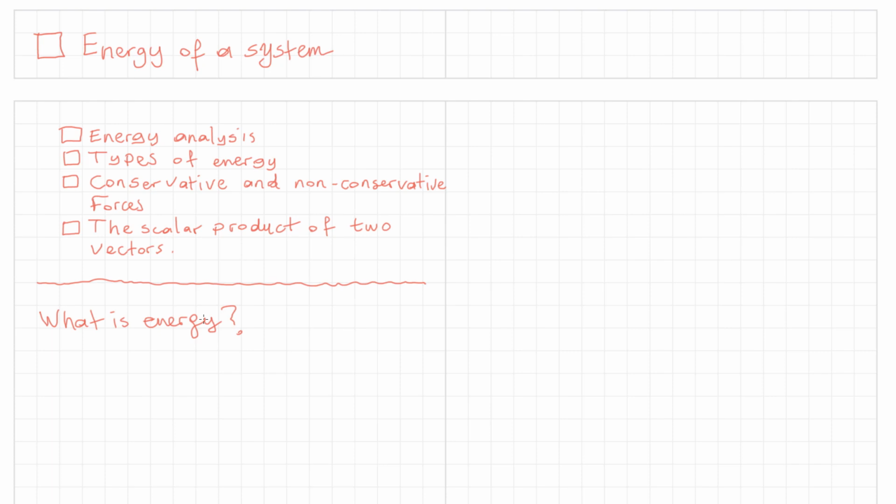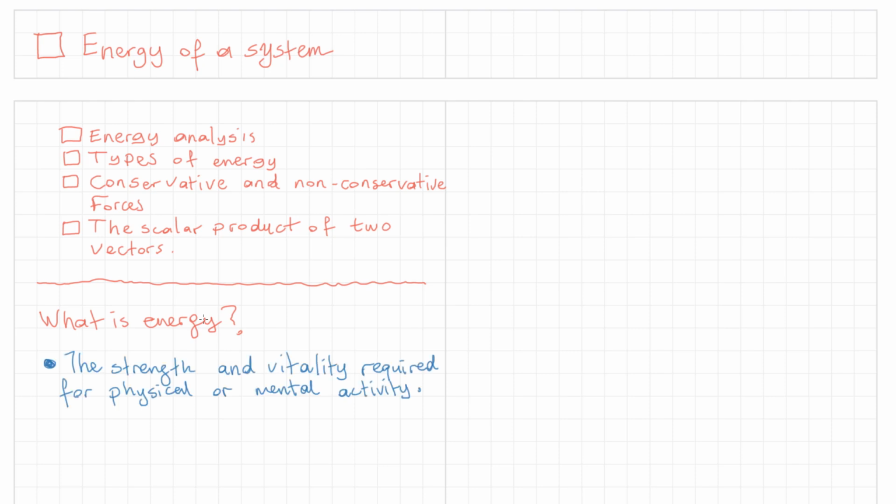Here I'm going to give you two different definitions of energy. In the first one, the energy is described in a more general way, but in the second one, the definition is given from an engineering perspective. In the general definition, energy can be defined as the strength and vitality required for physical and mental activity. This is like an everyday definition of energy. And in physics and also in engineering, we define energy as the capacity to do work.